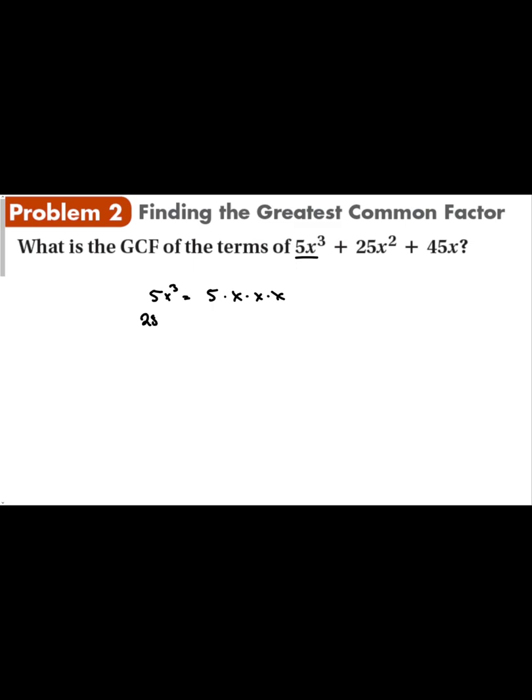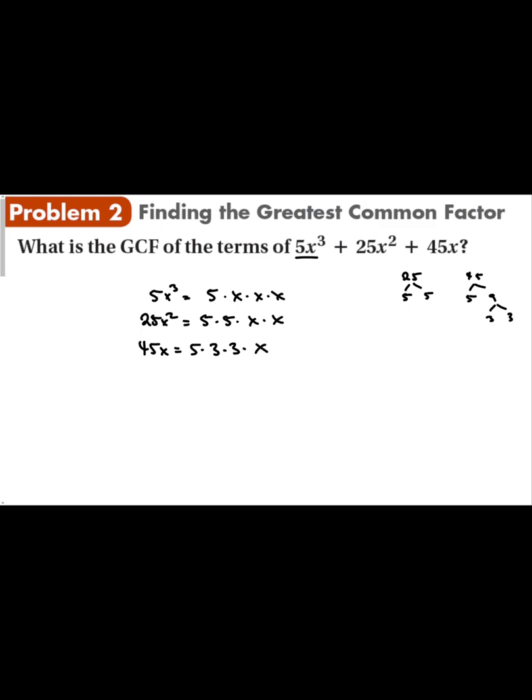To give me 25x squared, well, anybody remember this? Little factor tree, right? 5 times 5. So that's 5 times 5 times x times x. And for 45, right, that's 5 times 9. And 9 breaks down into 3 times 3. So the prime factors of 45 are 5 times 3 times 3 times x.